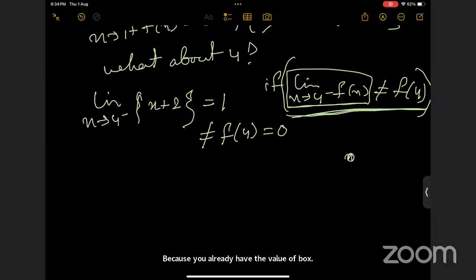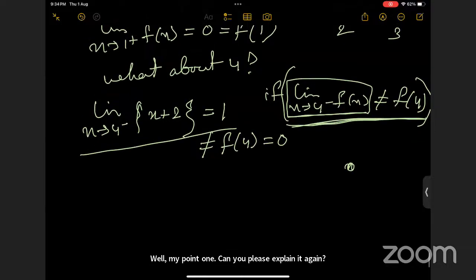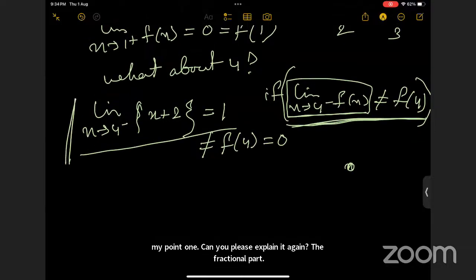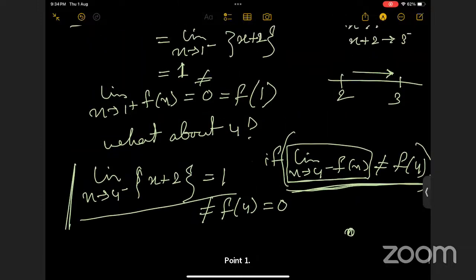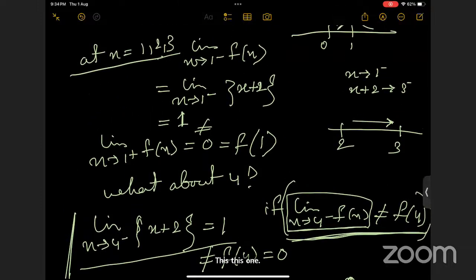Ma'am, we need to study this function. That's why I did it. Yes, ma'am, at point 1, can you please explain it again? The fractional part, ma'am. Point 1. This one? Above that, ma'am. Where the answer you got as 1. This one. Yeah, ma'am. Okay.